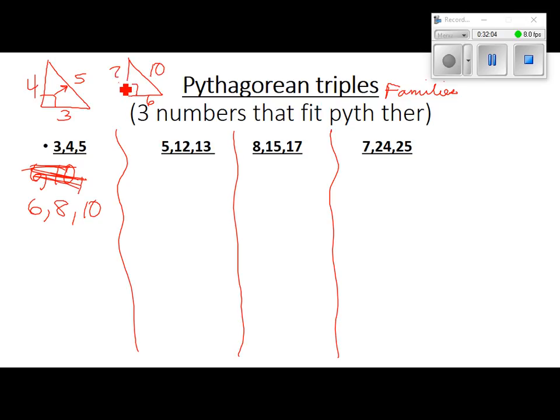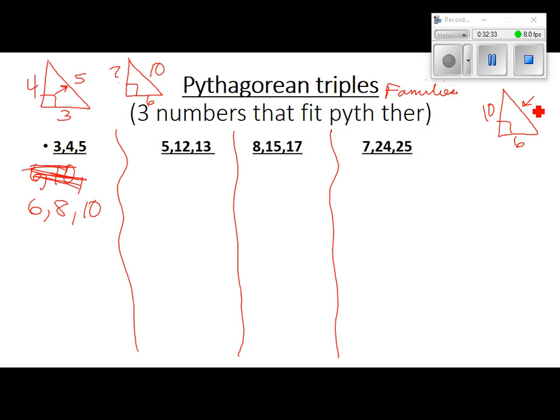Now you've got to be careful, because what if I did this? Told you this side was 6, this side was 10, and this one was 8. Is that side right there 8? No. Why not? Because it's not bigger than 10. Sometimes, and would I do that on the test? Would I try to trick you that way? Probably so. All right? So you've got to make sure that it fits right.